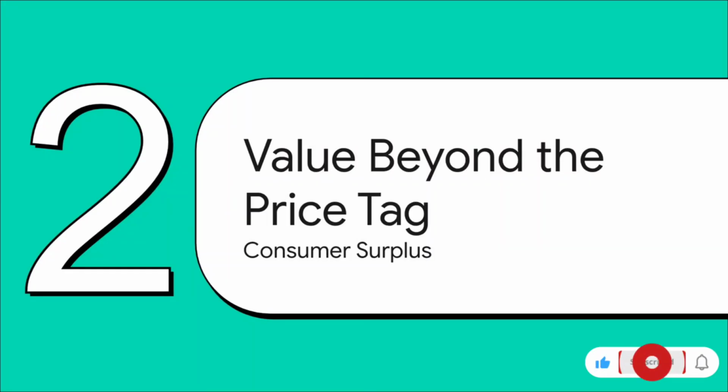Now, building on that idea of how we make choices, let's talk about the value we get. I mean, think about it. Every time you find a great deal or buy something for less than what you were actually willing to pay for it, you've gained this kind of hidden benefit, right? Well, economists have a name for that: consumer surplus.